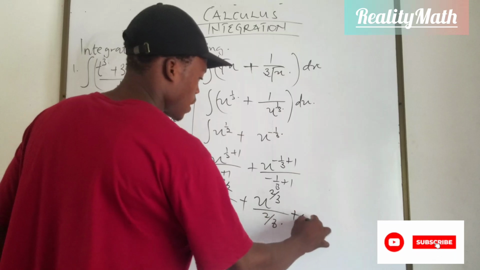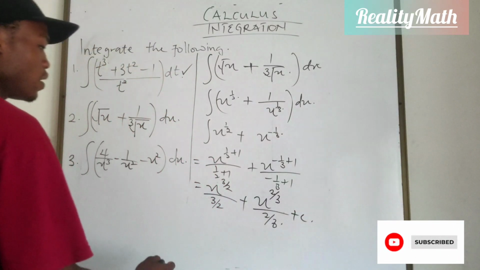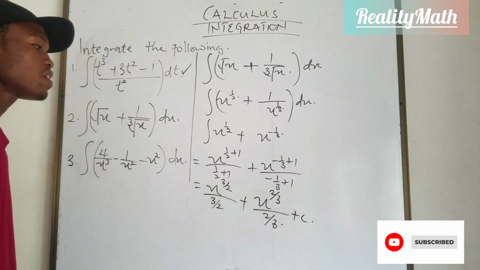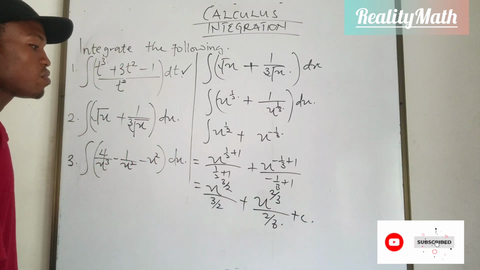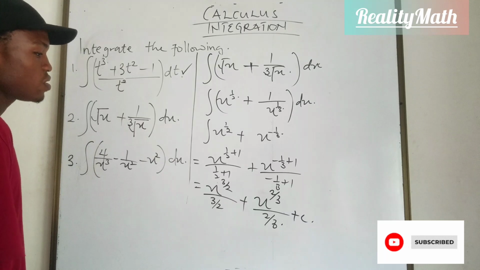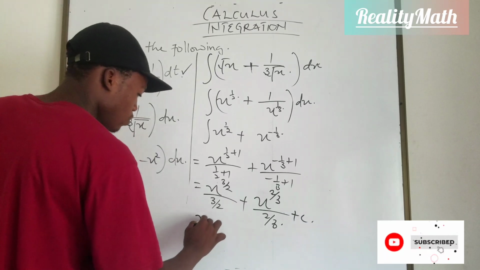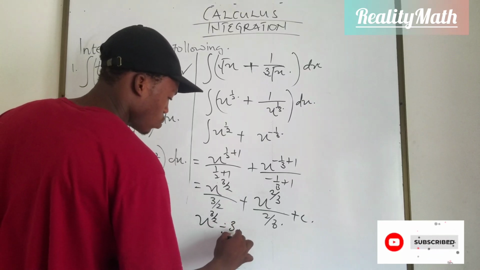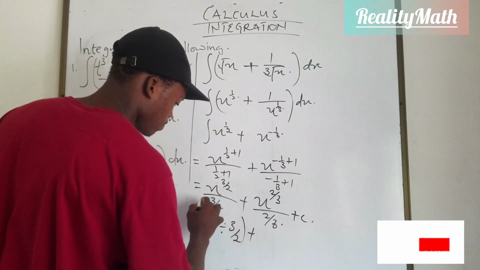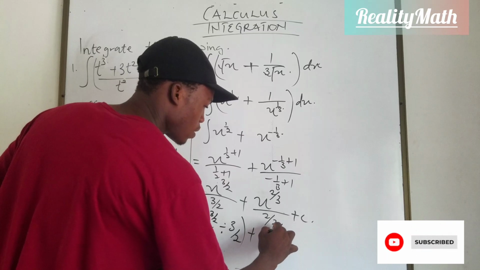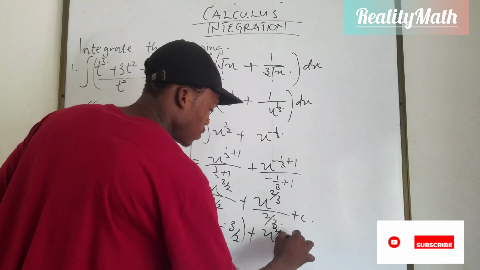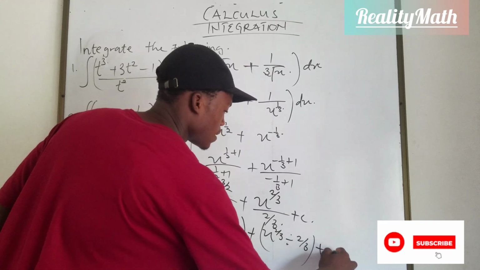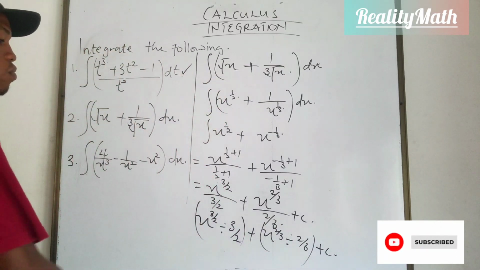This is going to be plus c. Alright, you can decide to still simplify it further. However, you can still leave your work this way, or if you still feel like, let's just break it down. This is going to be x to the power 3 on 2 divided by 3 on 2 plus x to the power 2 on 3 divided by 2 on 3 plus c. Alright, so let's see, what will this one give us?